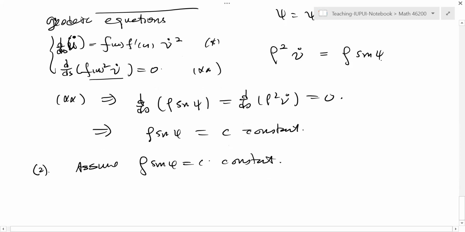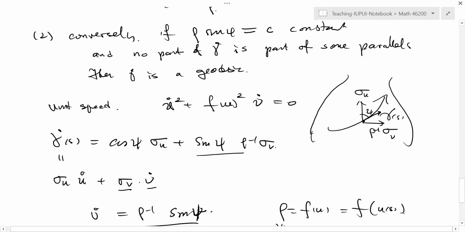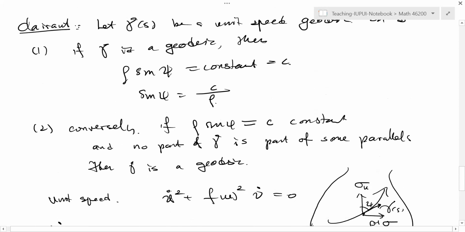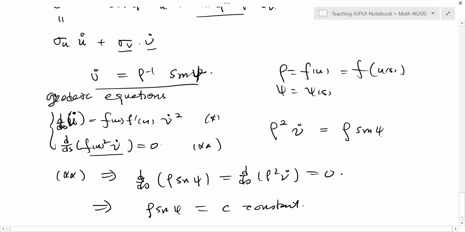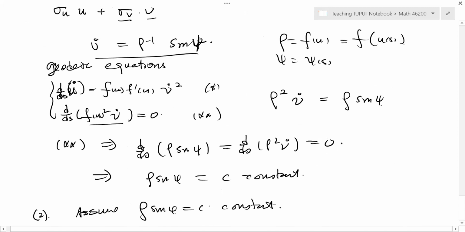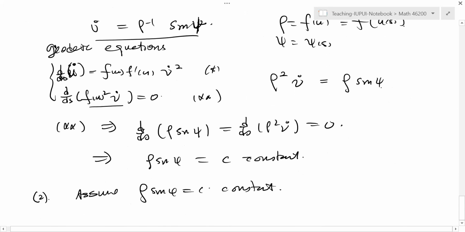So we have a curve that satisfies this equation, and we have to prove it's geodesic, right? According to the theorem, it's conditions 1 and 2. For the first one, we already proved it. So this is it.